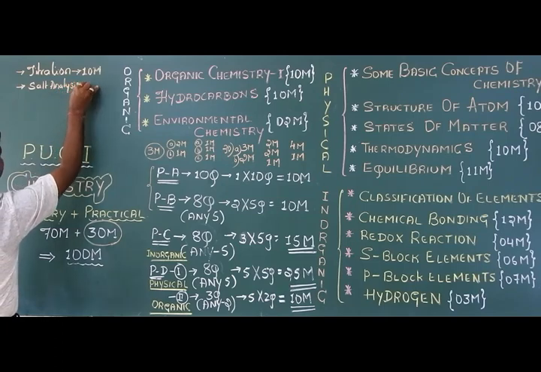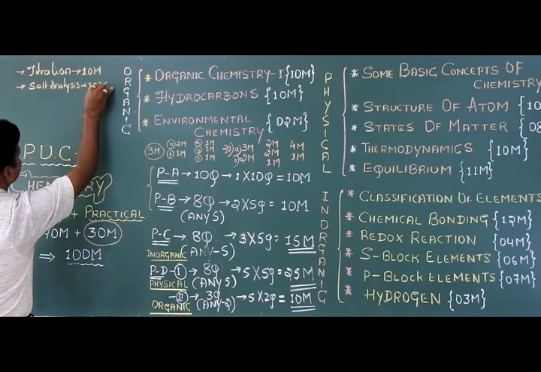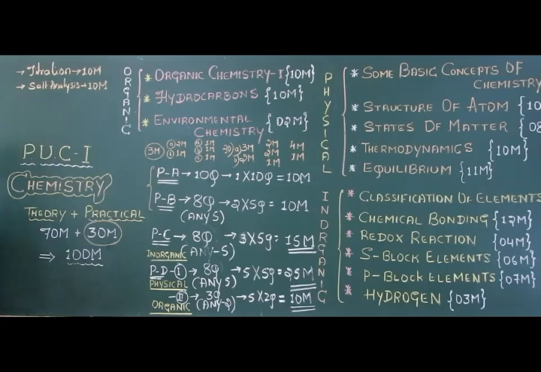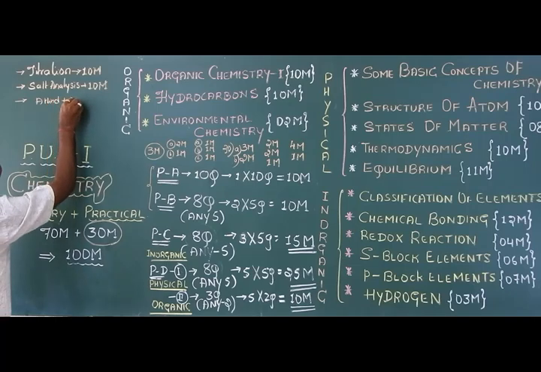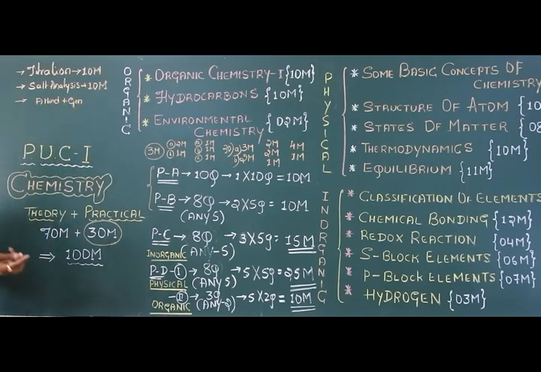The second experiment is salt analysis, and for this salt analysis also 10 marks. So the titration experiment has 10 marks, the salt analysis has 10 marks. Okay, then the next one is attendance. Then practical records, that means journals.